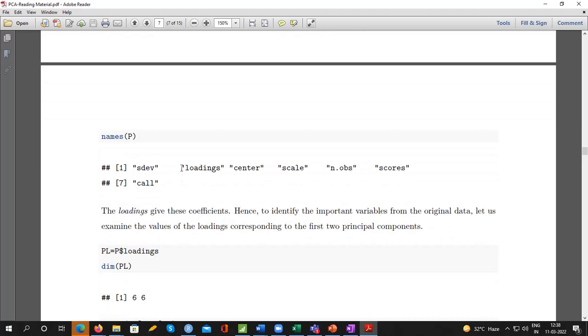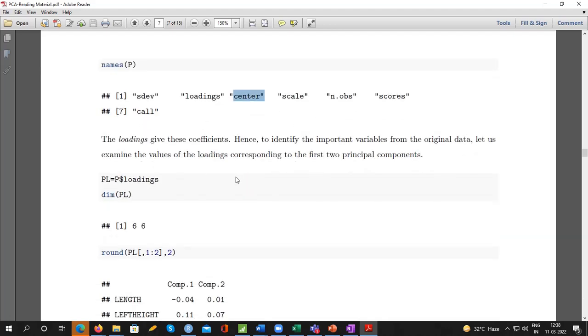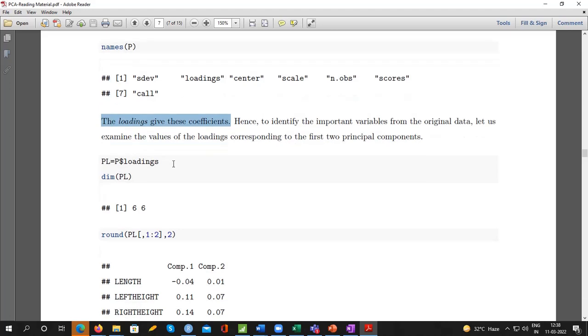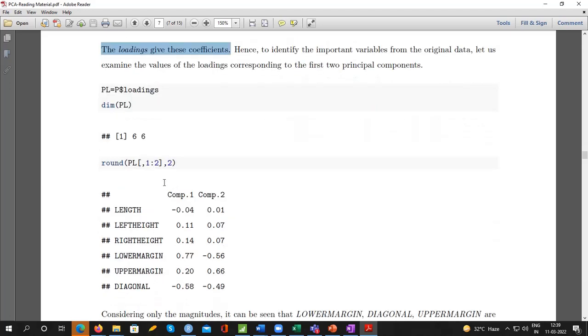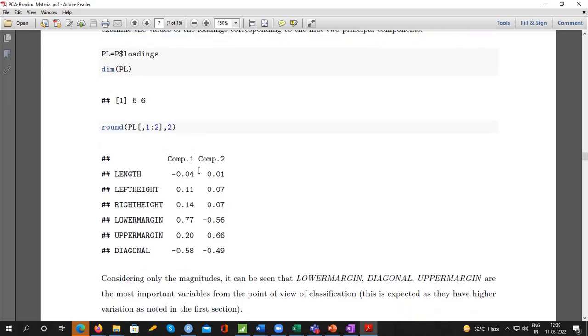Now these are other things that could be extracted from the output of the prcomp command: loadings, center, scale, etc. Loadings actually give me the coefficients for the PCs. We will see the first two, because from the scree plot we have established that the first two PCs are of importance to us. So we will see the coefficients for the first two PCs.